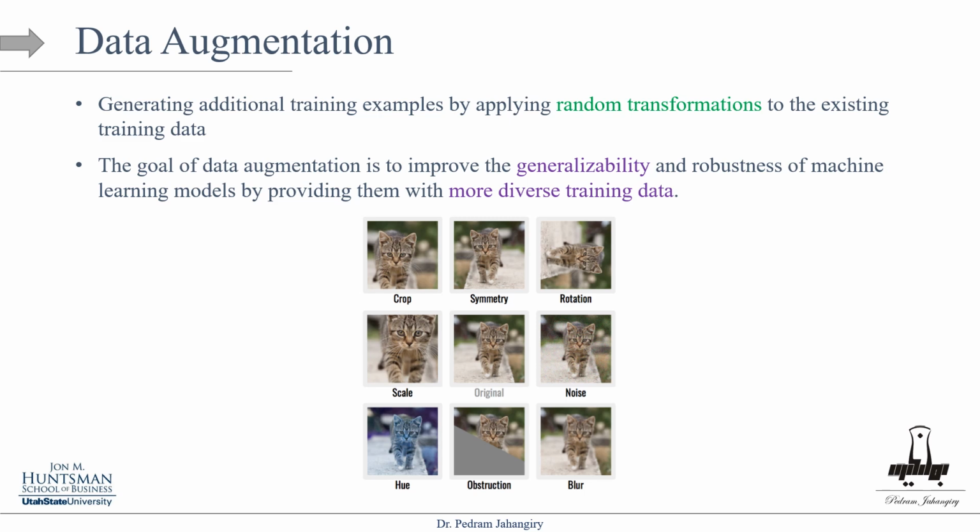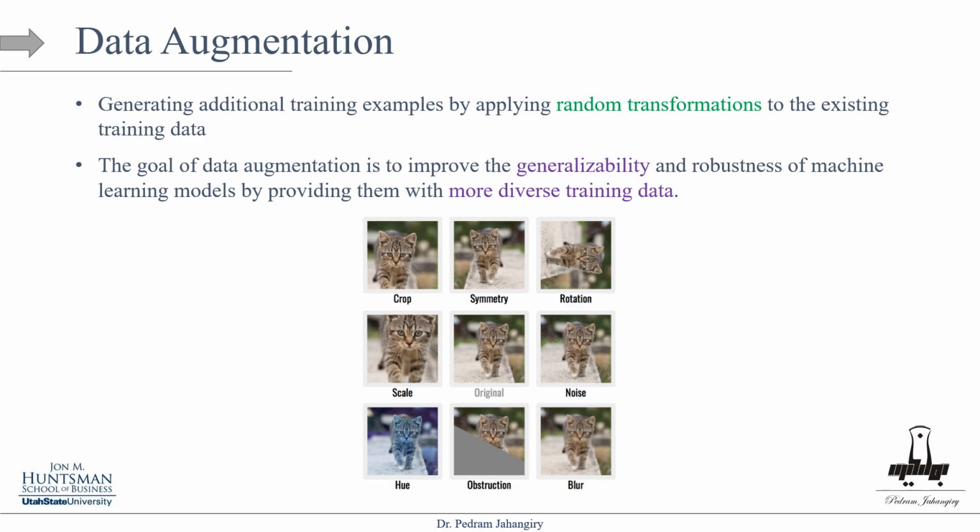All right, so the last regularization technique that I cover here is data augmentation. As we talked about already, this is nothing but generating some additional data, right? We do that by applying random transformations to the existing training data. As I said, we usually apply data augmentation to unstructured data like images. The goal is to improve generalizability and robustness of the machine learning or deep learning model by giving it more information, more data, a more diverse version of the train set, right?